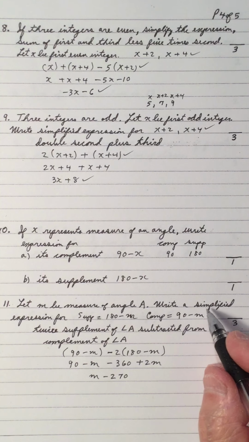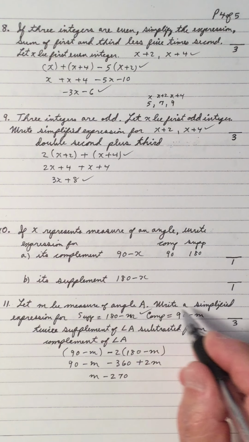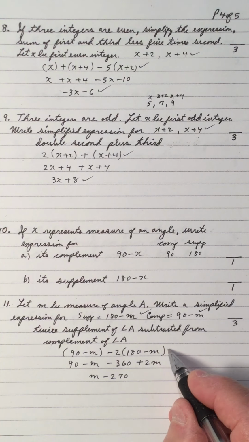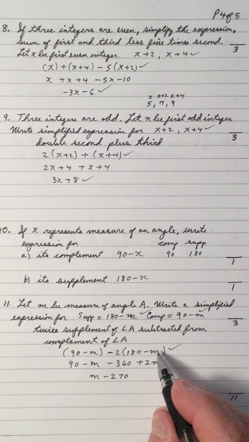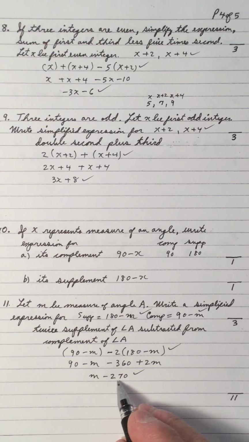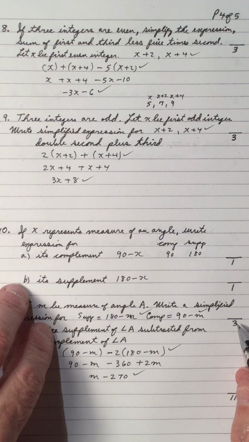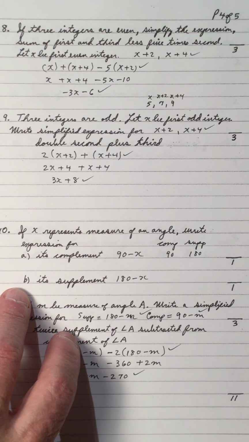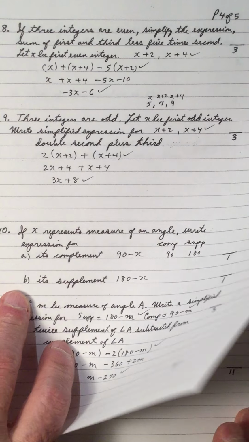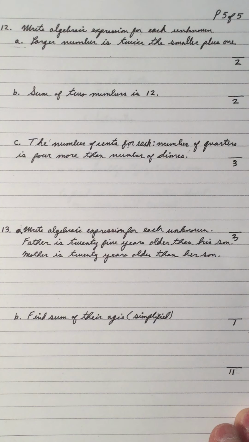So if you have complement and supplement, correct, 1 mark. If you have this expression, you have another mark. If you have the final answer, M minus 270, another mark. 3 marks altogether. Total up the page is out of 11. And 1 more page.